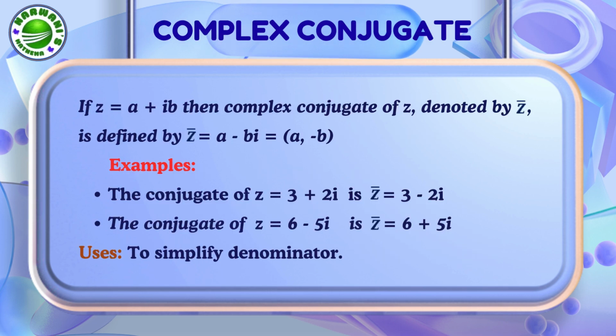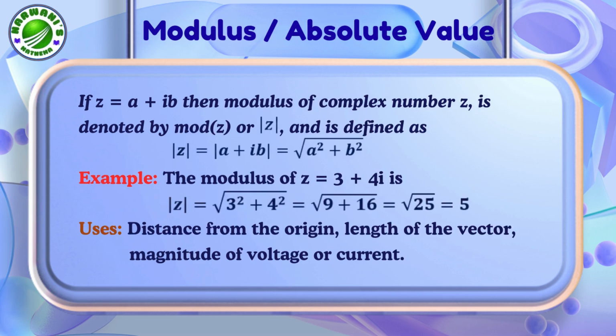Conjugate of complex numbers. If Z is equal to a plus iota b, then the complex conjugate of Z, denoted by Z bar, is defined by Z bar is equal to a minus b iota, which is (a, -b). Examples: the conjugate of 3 plus 2 iota is 3 minus 2 iota. The conjugate of 6 minus 5 iota is 6 plus 5 iota. Uses: to simplify denominator.